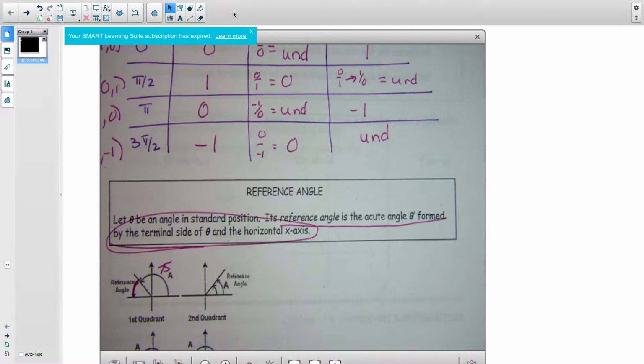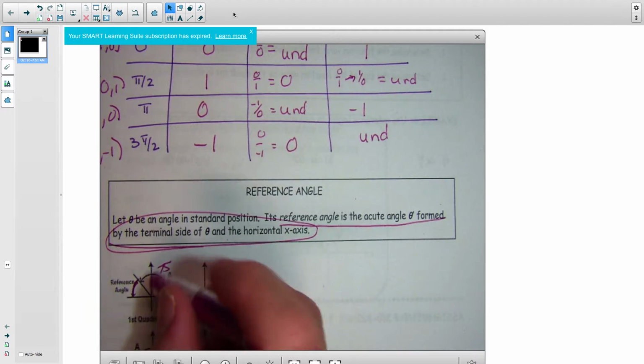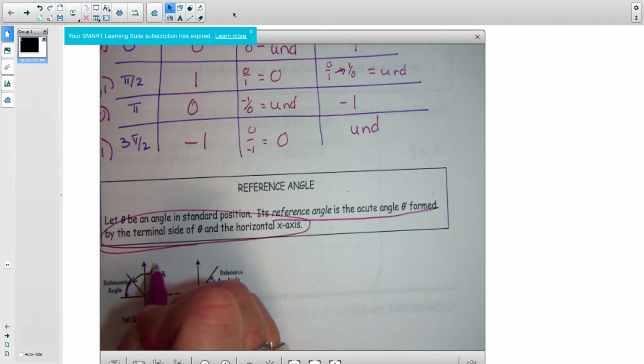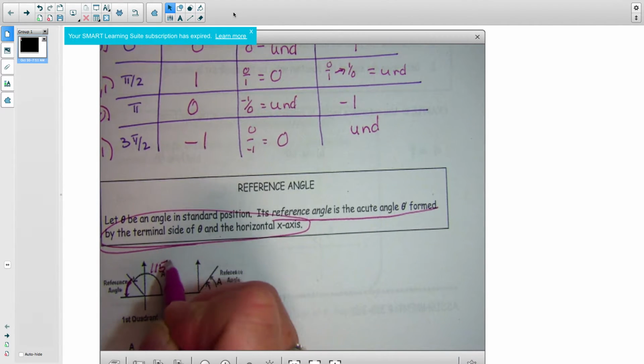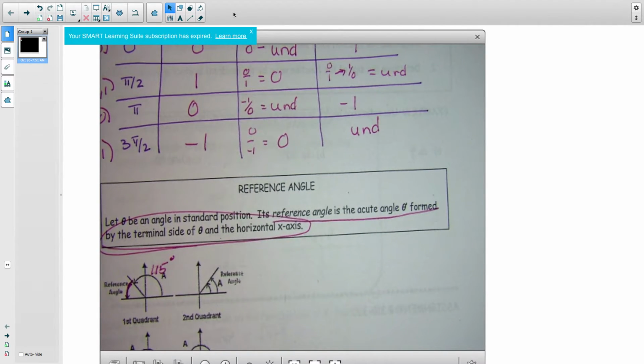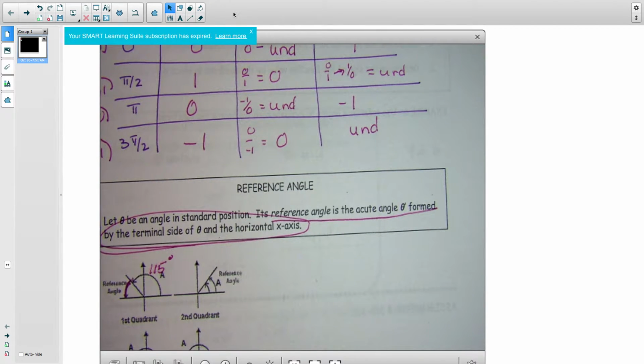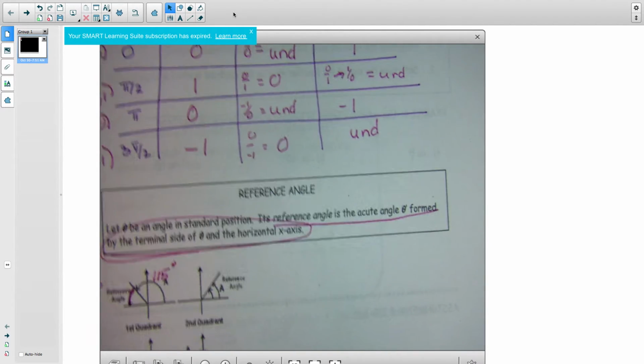So if this was 75, what's its reference angle going to be? But 75 wouldn't be itself because it's in the 90. Oh, I'm sorry. How about 115? That's better. So what's its reference angle going to be? 65. Because I go 115, I need 65 more to get here. All right? So find the reference angle for each of the given angles.